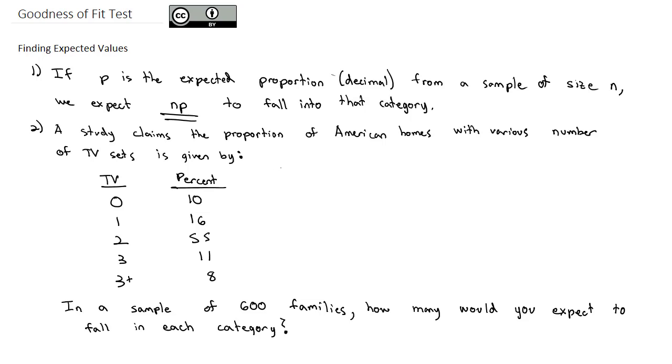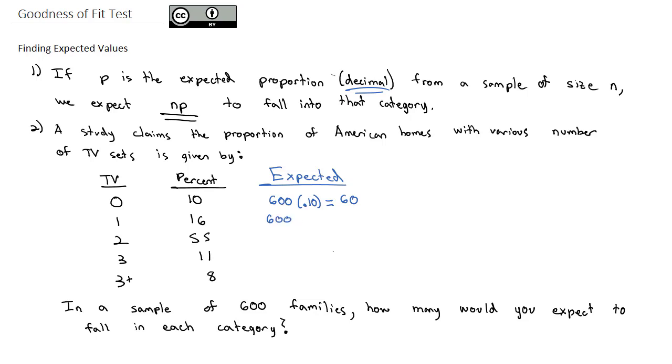Well, to find the expected amount, let's add another column. The expected amount out of the 600 families. So for the 0 TVs, there were 600 families total. We want 10% to fall into the 0 category. So we will multiply by 10% written as a decimal. Remember, it must always be a decimal. 600 times 0.10, that's going to give us 60. We would expect 60 to own no TVs.